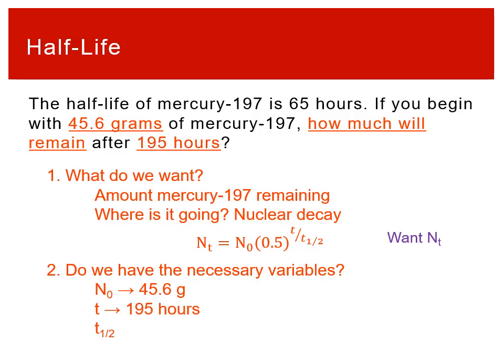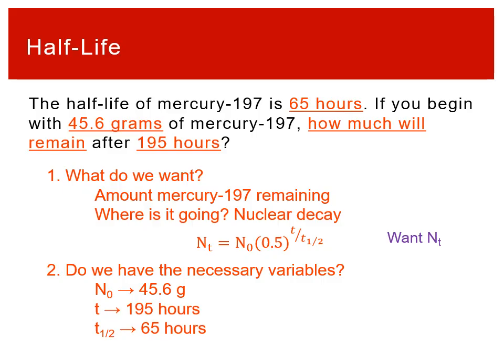Because we're told this T without the subscript 1/2, that's going to be a general time specific to this particular setup. So we're dealing with 195 hours. T 1/2 then, that is a half-life, and we're told here that the half-life of mercury-197 is 65 hours.